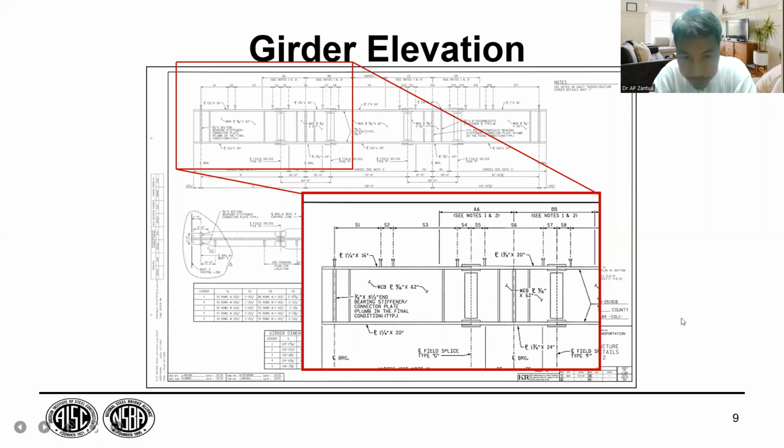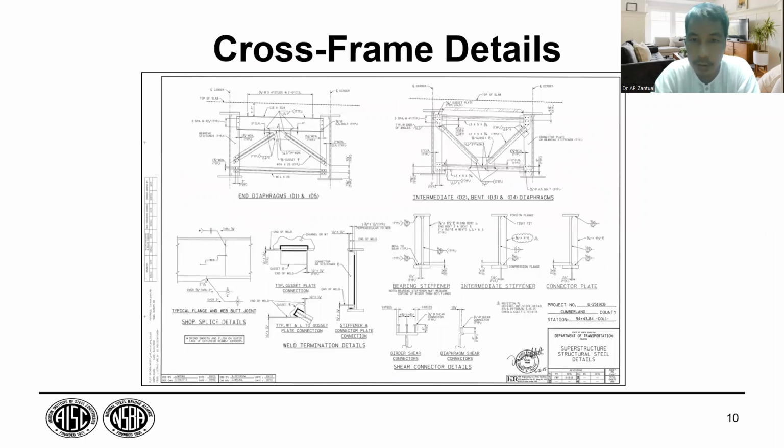So stiffener plate, condition, field splice type, and so on. So cross frame details. Even the cross frame, we have the details. These are the construction details, how to connect this element to the other. So gusset plate. We are using gusset plate here.